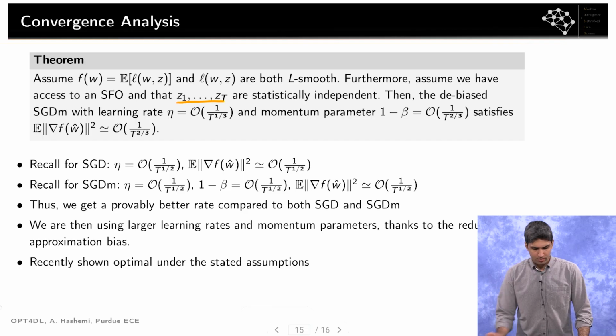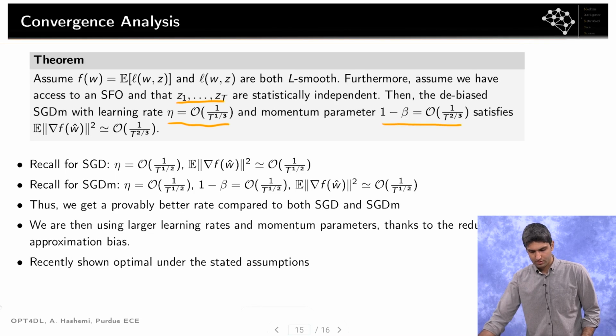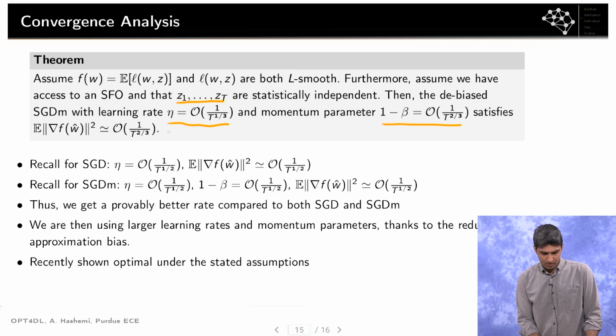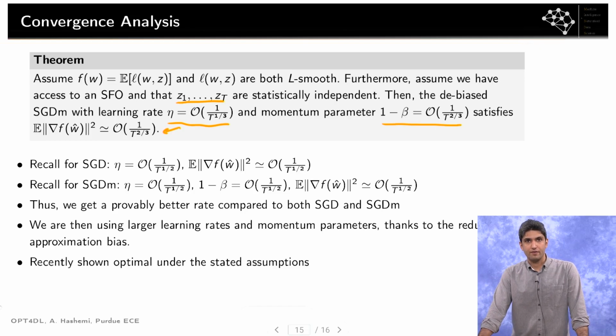Then this new method that we talked about, with a step size or learning rate defined by this expression, 1 over t^(1/3), and a momentum parameter that satisfies 1 - beta = 1 over t^(2/3). So 1 - beta is a very tiny number, which means that beta is very close to 1. This method is going to satisfy this condition, which basically means that we're going to find a first-order solution with a rate of 1 over t^(2/3).